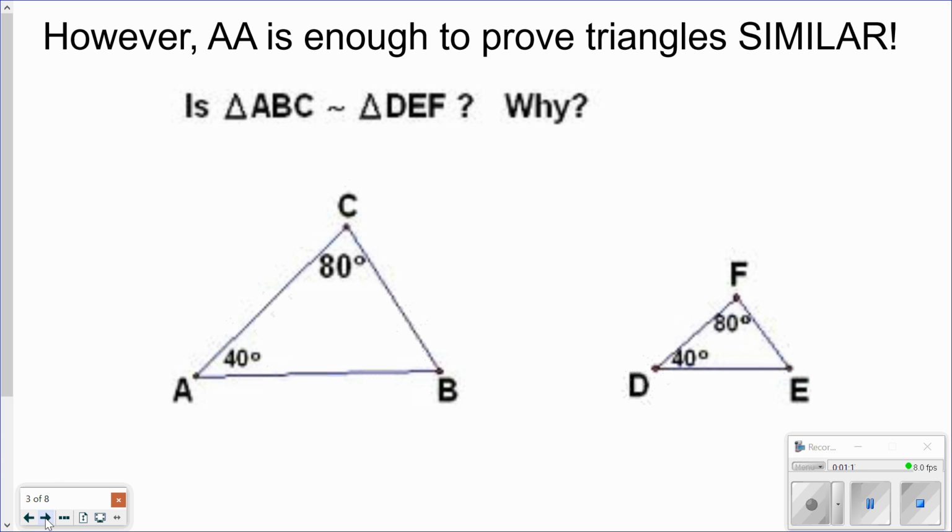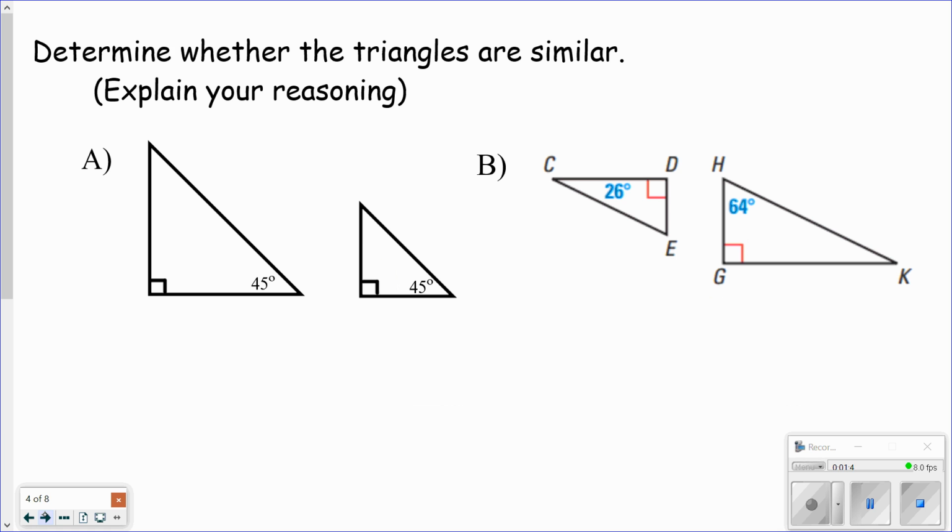So why is angle enough? Well, we know that if this angle is congruent to this angle, the second angle is congruent to this second angle, the third angle must also be equal to the third angle of the second triangle because all the angles have to add up to 180. So angle is enough information.